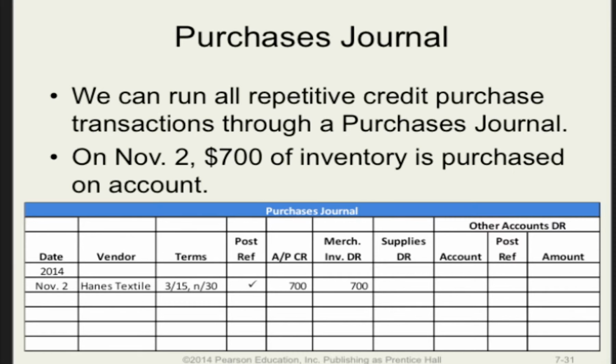With the purchases journal, we record all of our credit purchases in one place. Because it is easy to determine the total credit purchases for a period from this journal, we can combine it with cash purchases from the cash payments journal. Here, $700 is purchased on November 2nd and recorded in the purchases journal by entering $700 in the accounts payable credit column and $700 in the merchandise inventory debit column.